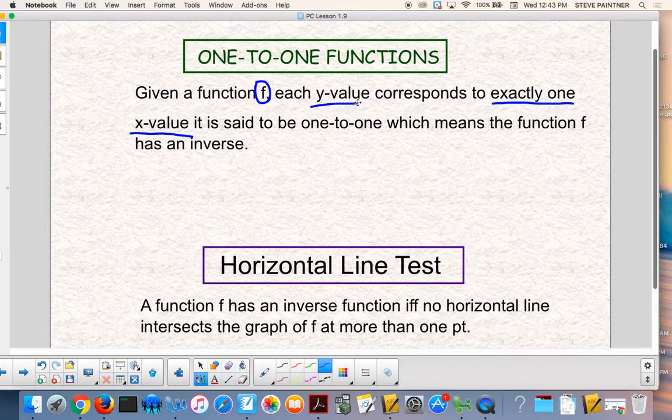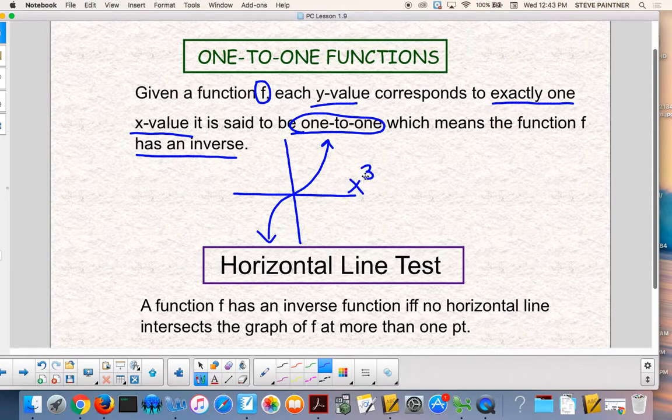So if this happens, it is said to be what? 1 to 1, which means the function f has what? An inverse. So for you to understand that, I'll draw you a picture. Do you remember that this is the what function again? Cubic. That's cubic, okay.